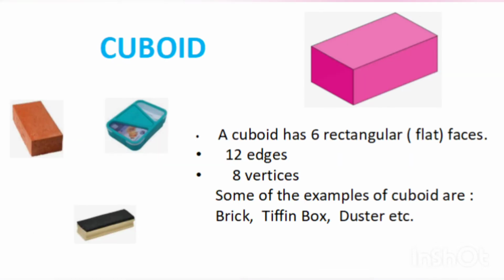Now you can see a few examples of the cuboid on the screen. Brick, lunch box or tiffin box, duster and a few more you can think of. Now when you think of the faces, that is the surfaces, how many faces does a cuboid have? So it has 6 faces. Okay, they can be rectangular, they can be square faces, or it can be square as well as rectangular faces. How many edges does it have?